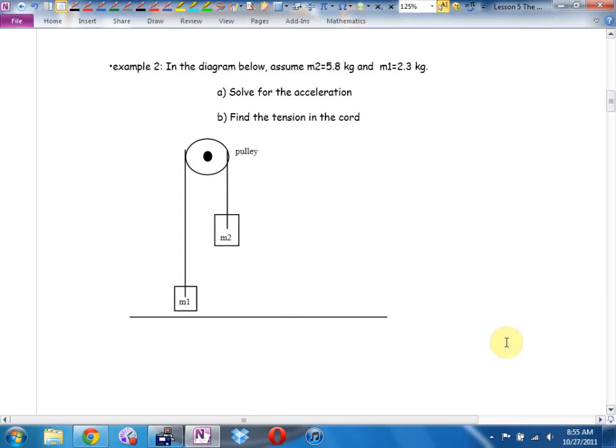Which is the heavier one? This one, mass 2. What are the forces acting on mass 2? Get the obvious ones. I'll call that m2g since the masses are different. What about here? Is there a normal force? Are we touching a surface? So no. What are the forces acting on mass 1? Also m1g, and tension. Who's winning? Read the question. Which is the heavier mass?